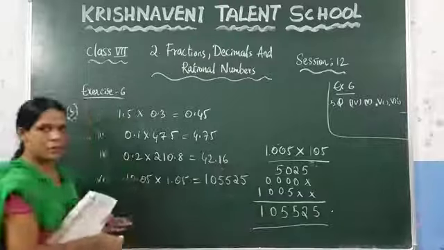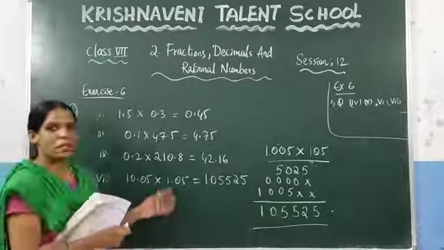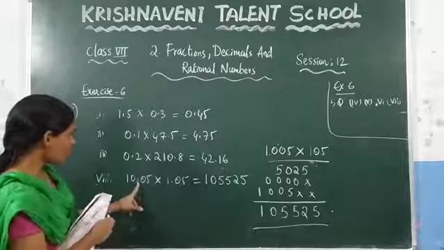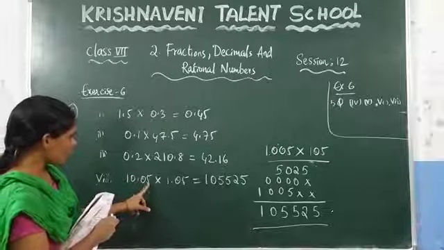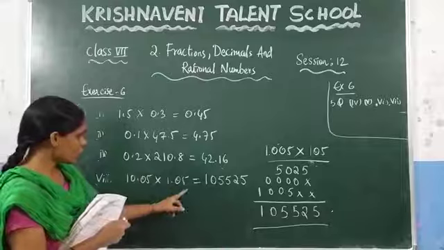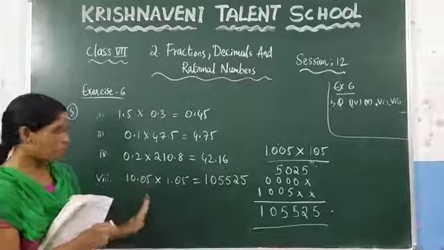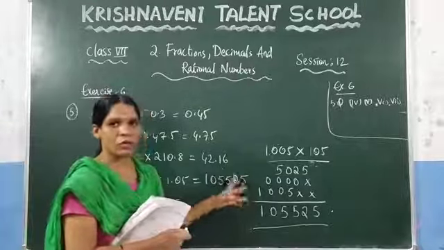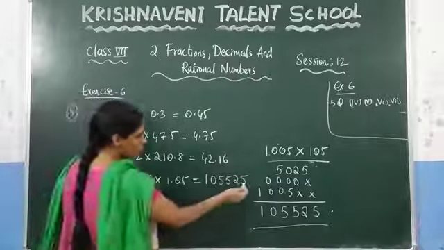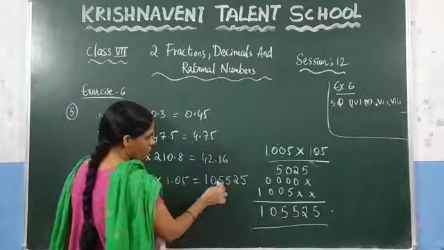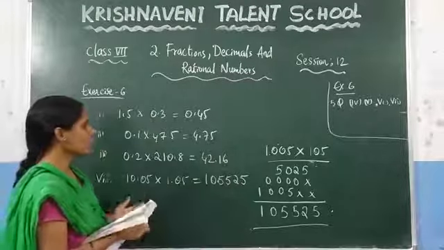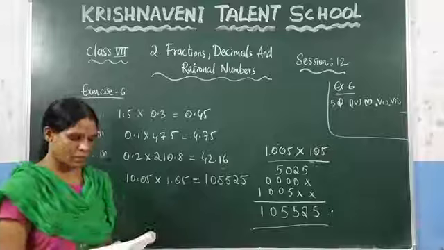Now what is our next step? You need to count after the decimal point how many numbers are there. So count it here. After the decimal point here 1 and 2, and here also 1 and 2. Total 4 numbers are there after the decimal point. So starting from the right, count 4 numbers here. So here 1 2 3 4. Before that you need to keep the decimal point. Like this you need to find if you make the product of any two decimal numbers.